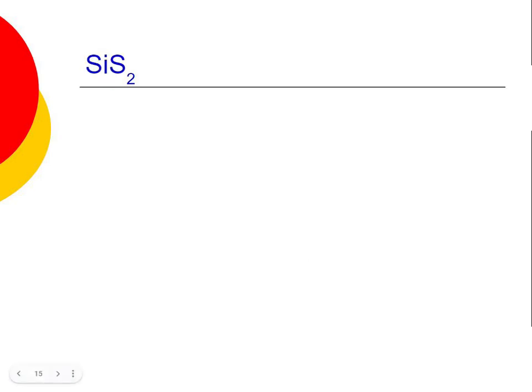So SiS2. What's going to go in the center for SiS2? Awesome. It is Si. We've got 1, 2, 3, 4. S. How many valence electrons for S? 1, 2, 3, 4, 5, 6. S also has 6. I'm going to bond these two together. Bond these two together.